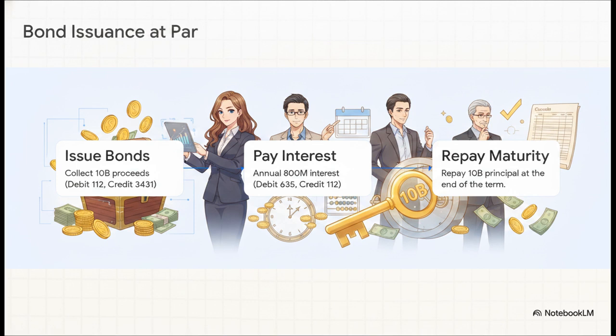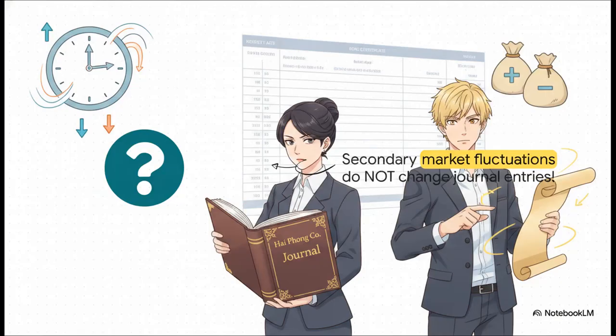And Step 3. At the end of the 3-year term, they clear the liability from their books by repaying the 10 billion principal. But here is a really crucial scenario to chew on. What happens if the market interest rate suddenly rises or falls after Haiphong Co. issues these bonds? Well, the bonds will start trading at a discount or a premium out there in the secondary market.